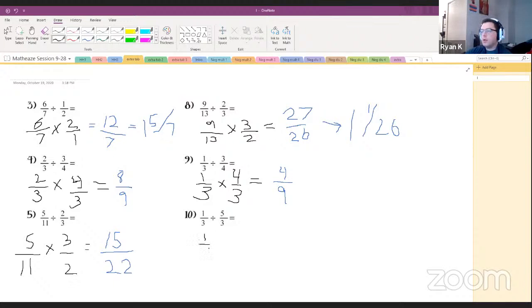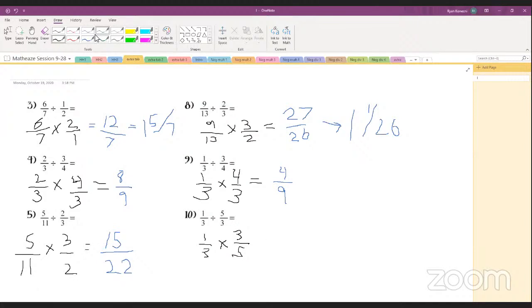Got last one here, 1/3. Changing this to a multiplication sign, flipping this one to 3/5. Do you see anything we can do before we multiply it out? 3/15.